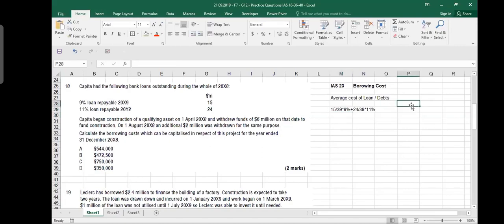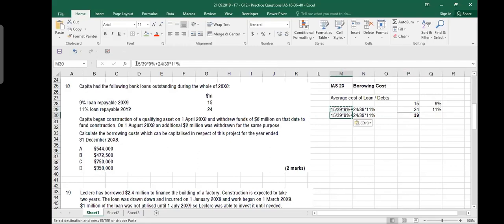Yes. Our total debt is 15 million at 9%, and then we have 24 million at 11%. If you make a total of these two, the total is 39 million. So I say 15 out of 39, so total is 39. So we are using proportionate method. 15 out of 39 into 9% plus 24 out of 39 into 11%. So now when I put equals, I get my answer. It is 10.23% or 10.2%, whatever. So this is your now average cost of loan.